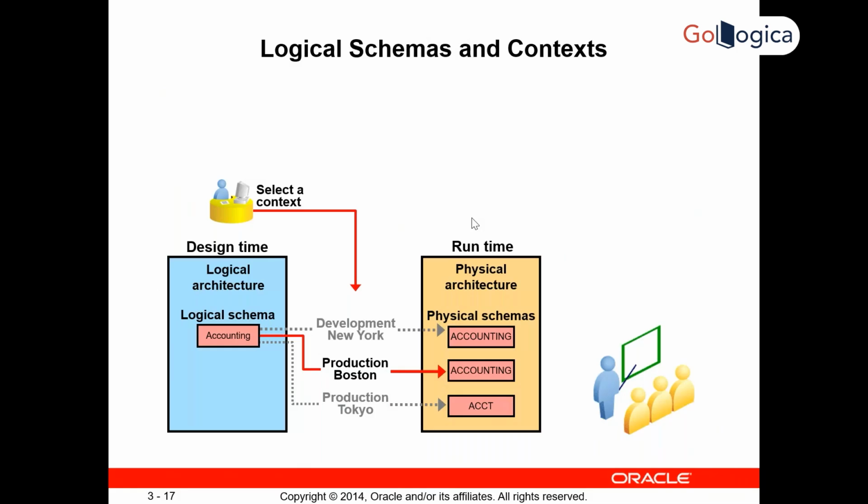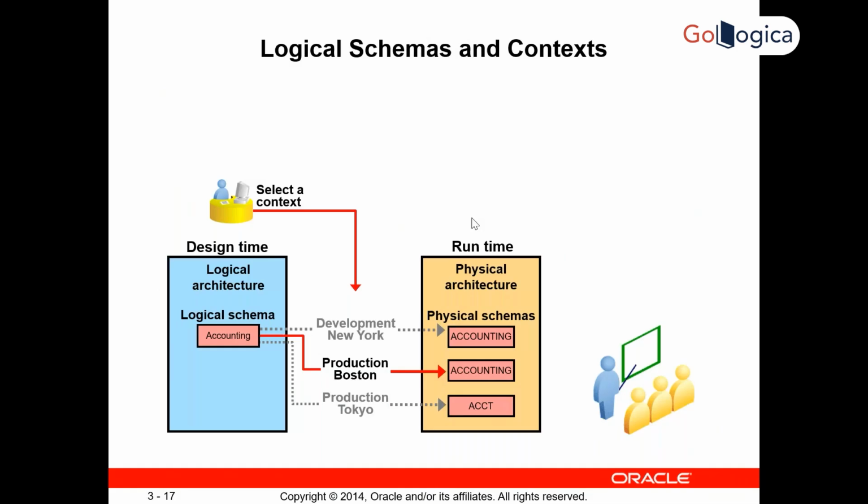How we do this is we use a context that we are going to create. We have contexts already created: one as global, one as development, one as test, one as production. We can use those contexts, and if we want, we can create additional contexts. We are going to map the logical schemas to the physical schemas. At design time we use the logical schema; at execution time we use the physical schema.